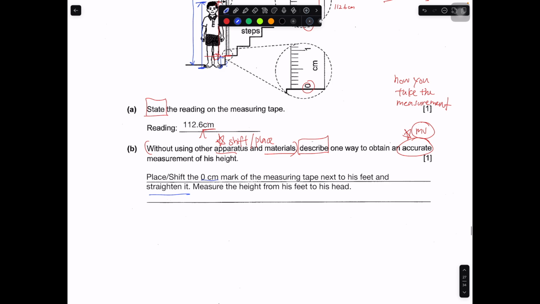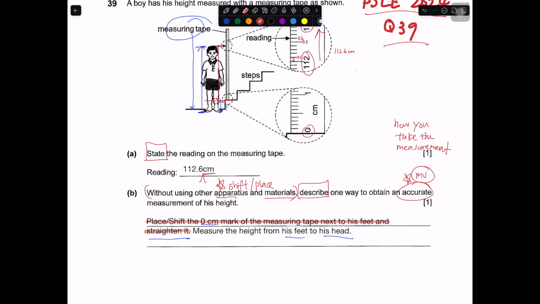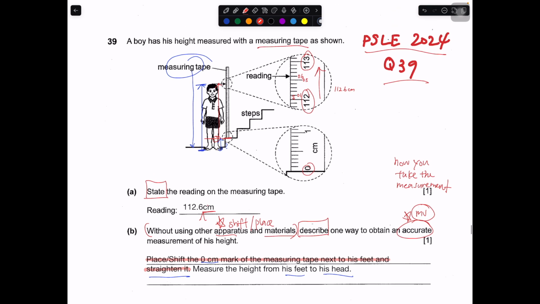And measure the height from his feet to his head. So this part will be the key portion: place or shift the 0 cm mark of the measuring tape next to his feet and straighten it. That is good enough. Measuring the height from his feet to his head is just an additional elaboration of the answer. So with that, this is more or less the answer.